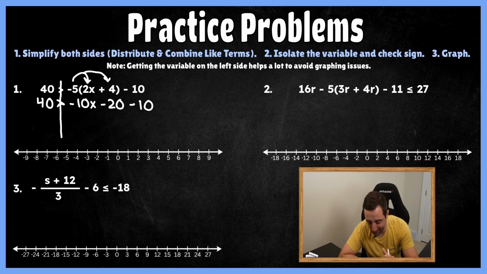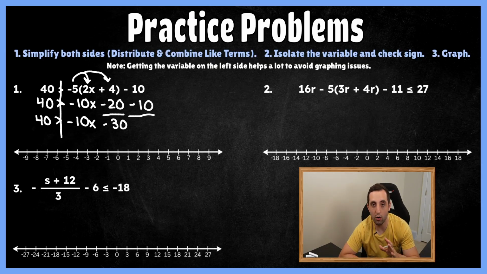But I do see that we can combine like terms here. We have a negative 20 and a negative 10 that are just constants, or numbers all by themselves without a variable, that can be combined together. So I'm going to leave 40 alone, the greater than symbol, the negative 10x, and negative 20 minus 10 is going to be a minus 30. And now that we've done step 1, we simplified both sides to the best of our ability. Now our goal is to isolate the variable and get it by itself.